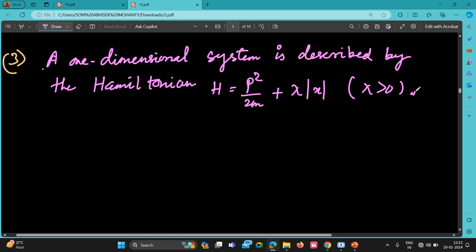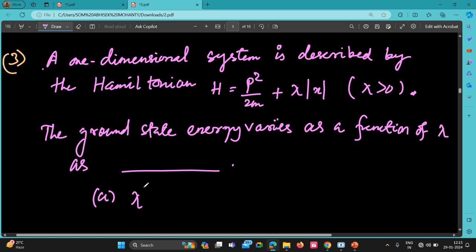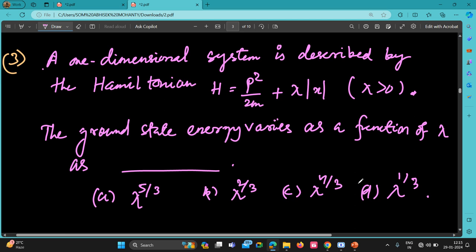The ground state energy varies as a function of lambda as: A, lambda to the power 5 by 3; B, lambda to the power 2 by 3; C, lambda to the power 4 by 3; and D, lambda to the power 1 by 3. Okay, try this question, very easy question, and you please first try it.